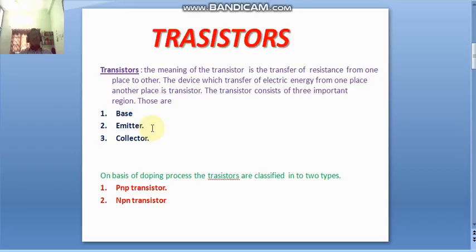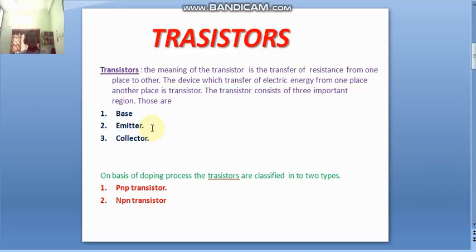Similarly, the base region is lightly doped. It connects the emitter region and the base region. Similarly, the collector region is moderately doped. So in this way, the base connects the emitter region as well as the collector region, whatever the transistor type may be.